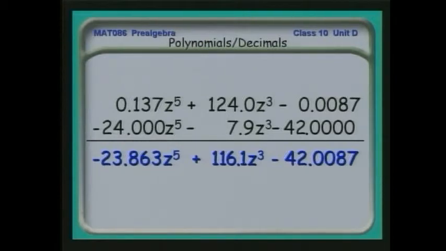When you're dealing with polynomials, all you need to do is find the like terms, line them up, and then just do the decimal math with the signed numbers exactly as if you were doing any individual problem, except now you're doing it in the context of a polynomial.